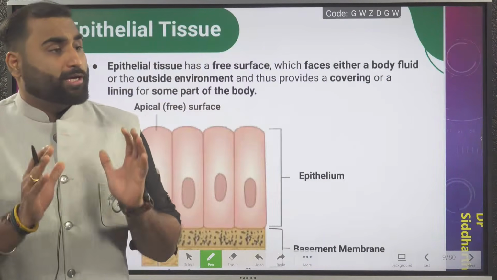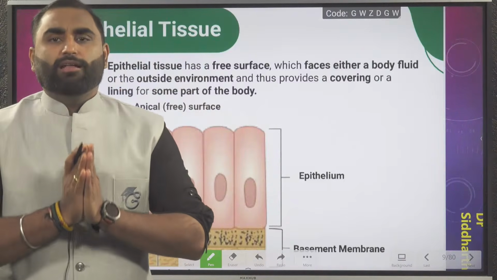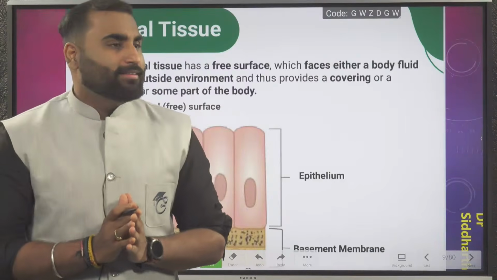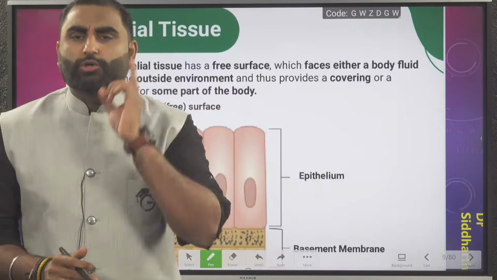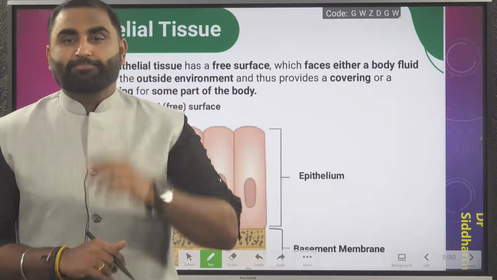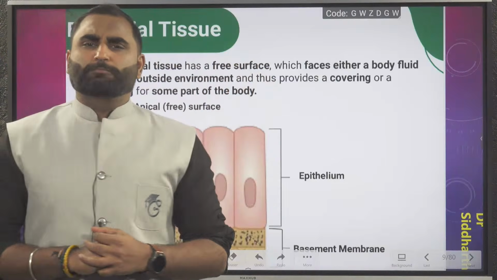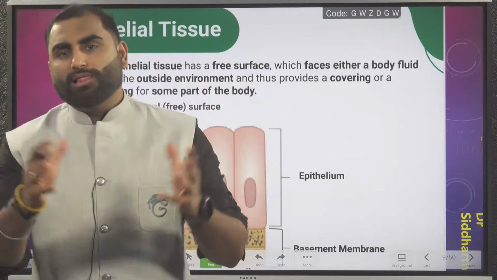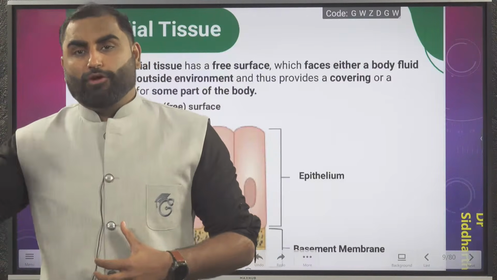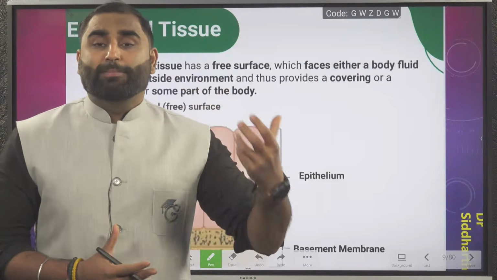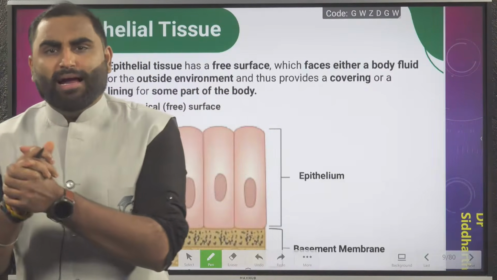Epithelial tissue. We are going to discuss the first tissue, epithelial tissue. Very, very important tissue. All the tissues are important, but epithelial tissue is also absolutely important. It is the first tissue to be formed in your body. It is derived from all the germ layers. Some parts of your body, it is derived from ectoderm, some parts from mesoderm, and some parts from endoderm.